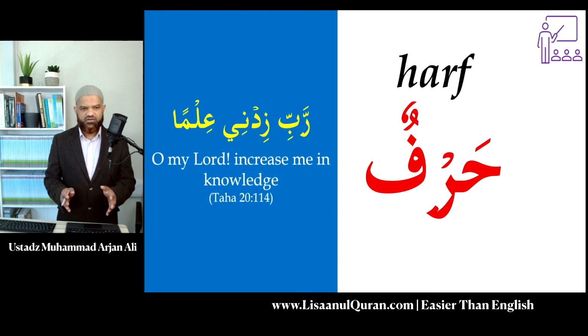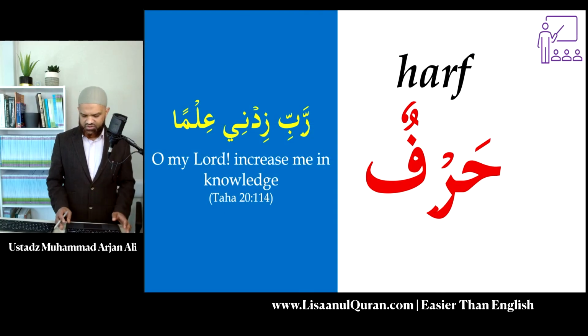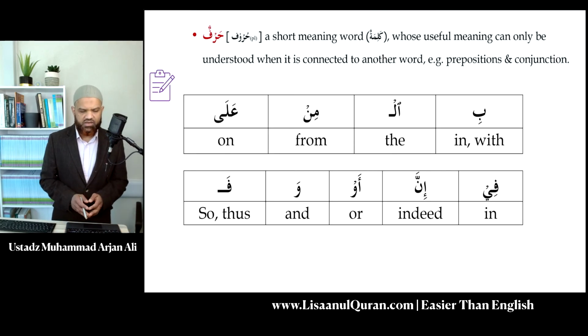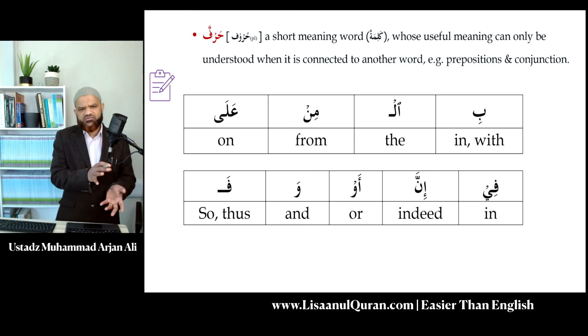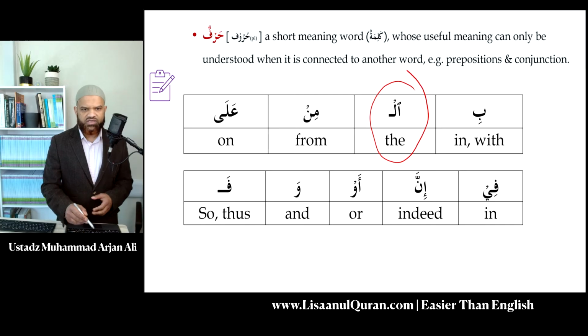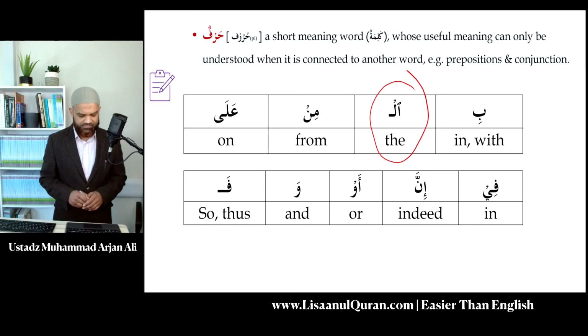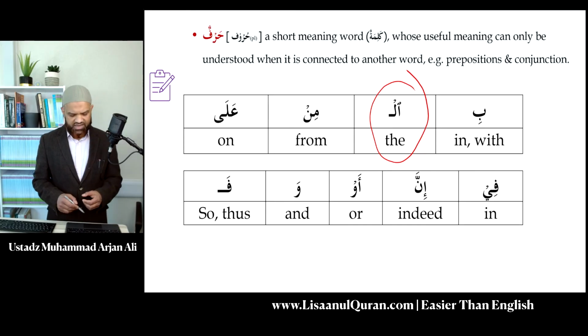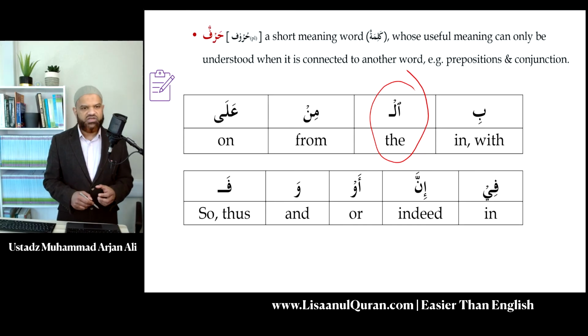Let's take a look at harf. We'll define each one briefly in this introductory session. What is a harf? Harf is a meaningful word in Arabic, which is usually a very short word made up of 1, sometimes 2 letters, with few additions to that. Here are some examples. Bi means in or with. Al means the definite article. Please make a note of this one as we'll be using it straight away in our studies. Min means from. Ala means on. Fi means in. Inna means indeed. Aw means or, wa means and, fa means so or thus.